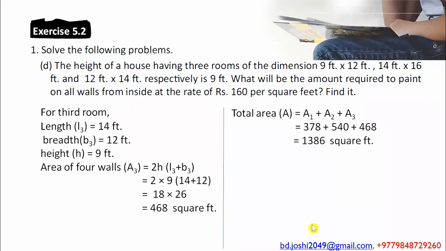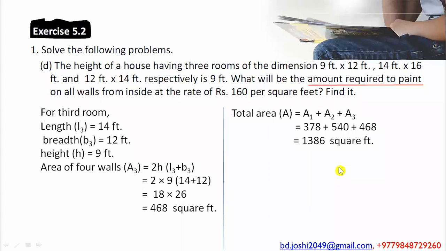Now what thing is remaining to do? Up to now we calculated area of all walls of the house. What is remaining to do according to the question? We have to calculate the amount required to paint the four walls. That means the cost of painting the four walls. That we have to calculate.